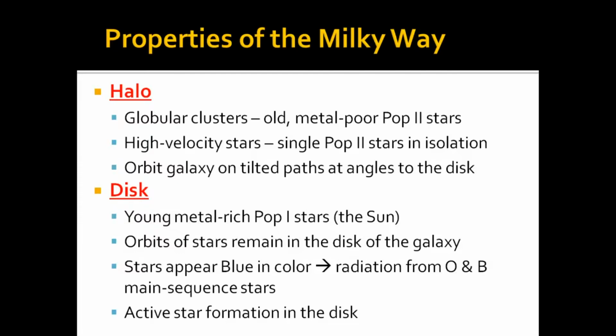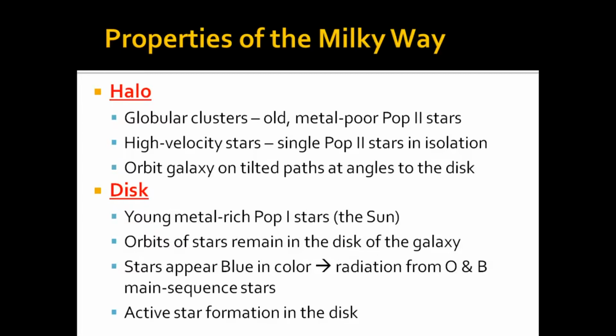These are the globular clusters. They're very old, very metal-poor population 2 stars, and they exist in that outer halo of our own galaxy. Because these are older stars, they're highly evolved post-main sequence stars. And a lot of times within a globular cluster we see some pulsating stars. So that's kind of in the outer halo of our own galaxy.